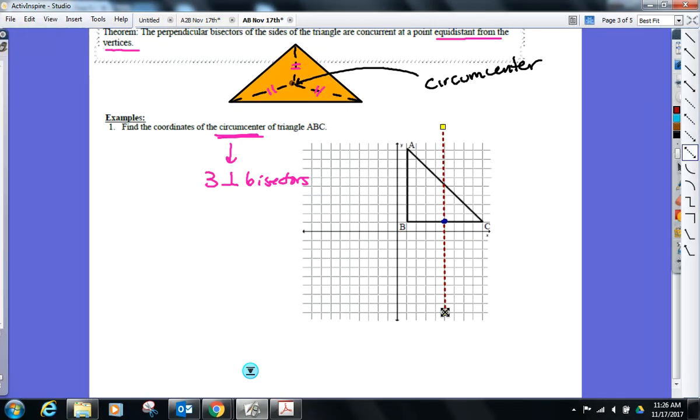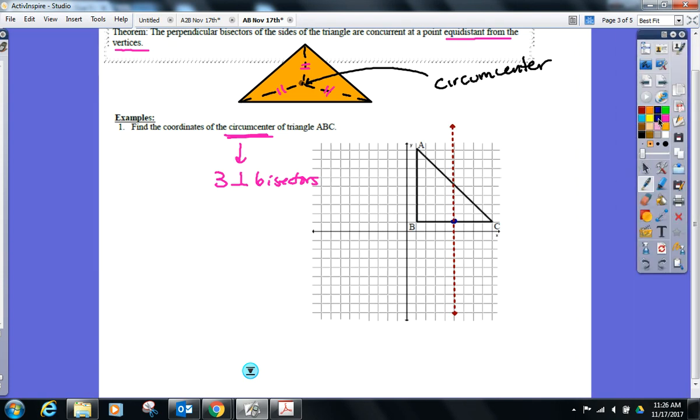There it is for BC. There's the perpendicular bisector. We still have to do 2 more sides, right? Well, what's going to be another easy side to do real quick? AB. Here we go. How long's AB? It is also 8 units. So the midpoint's going to be 4 units away.